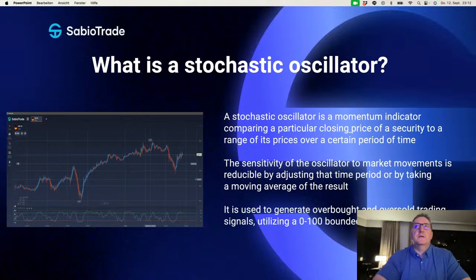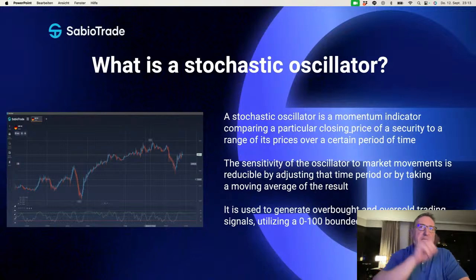That was too quick. So let's see what a stochastic oscillator is. A stochastic oscillator is a momentum indicator comparing a particular closing price of a product or a security to a range of its prices over a certain period of time. The sensitivity of the oscillator to market movements is reducible by adjusting the time period or by taking a moving average of the result. And it's used to generate overbought and oversold trading signals, utilizing a 0 to 100 bounded range of values.